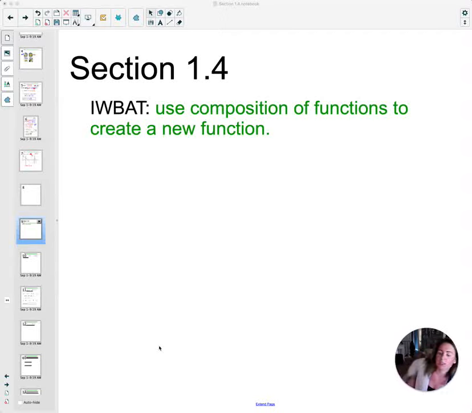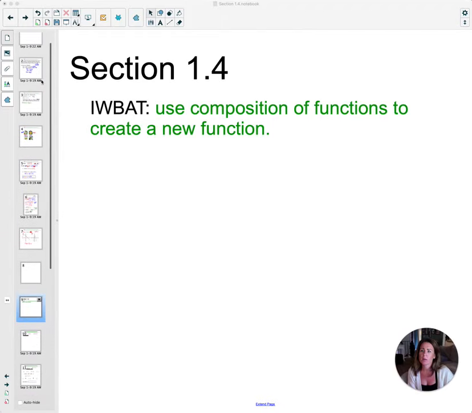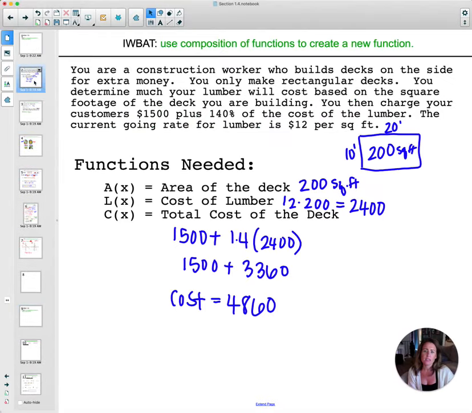For this video, we are actually going to get into composing and making new functions. So not actually plugging a value in for x, but leaving the variable in there. If you remember back to our problem about the person that builds decks, if we were going to make a new function so that this person only had to plug into one function instead of plugging into the cost of the lumber and the total cost of the deck for their customer.